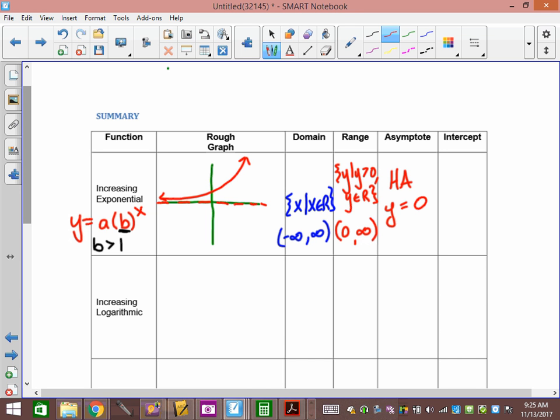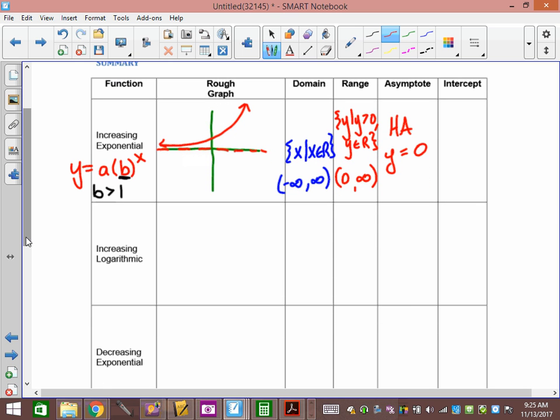But just a vertical translation doesn't guarantee x-intercepts, right? If it's above and I move it up, it's just further away from the x-axis. If it's below and I move it down, it's just further away from the x-axis, right? So there's no guarantees. So you can write what you want there. In this case, there are no x-intercepts. I don't really want to write that because then you might come back here and think there are never any x-intercepts, but there are, right? And there's always one y-intercept. Increasing logarithmic is just the inverse of this. So it goes like this.